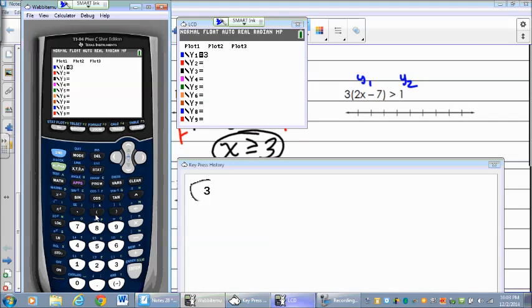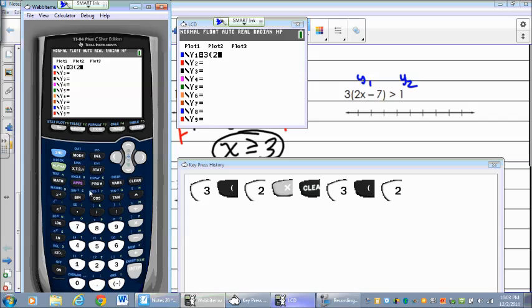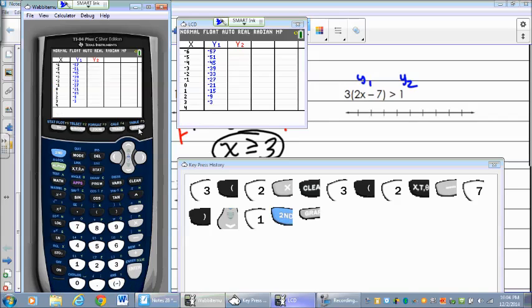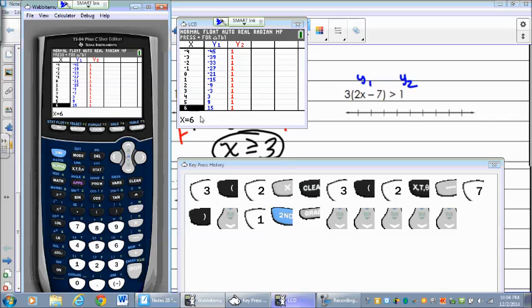All right, 3 parentheses 2x minus 7, close your parentheses, and then I'm going to type in a 1. All right, let's go to the table. And I'm going to scroll down, and I don't see my answer at all. So that means I need a table change.